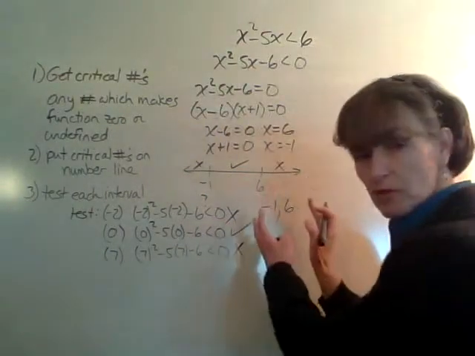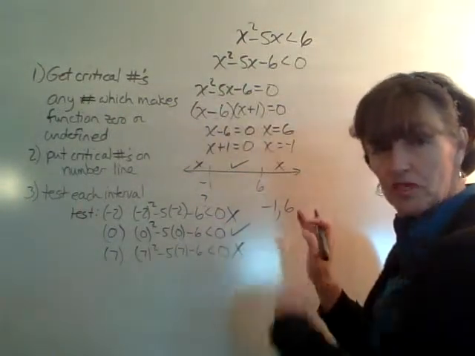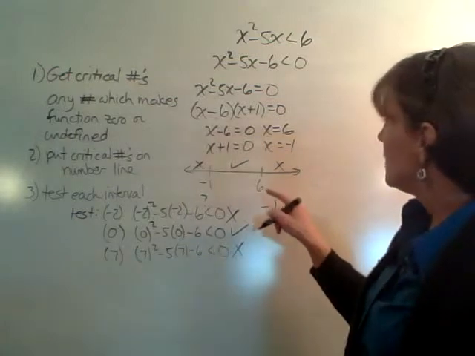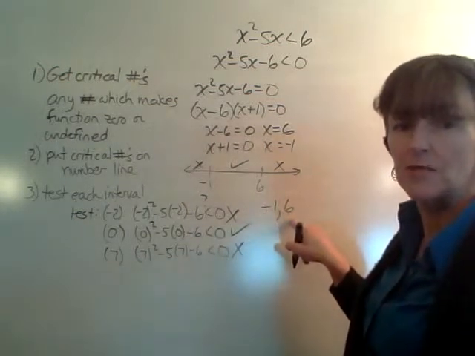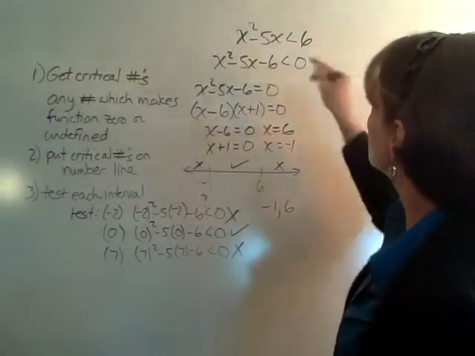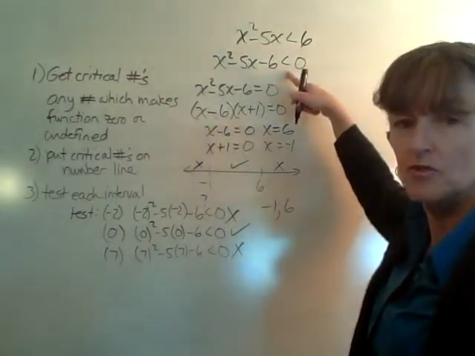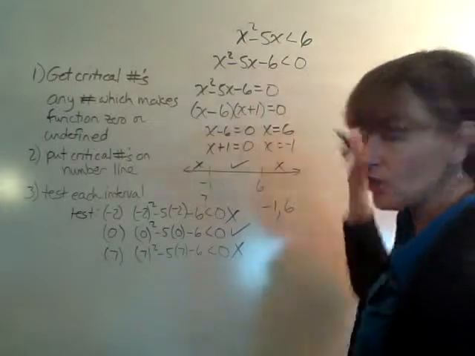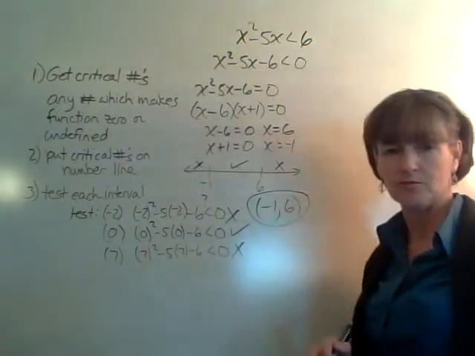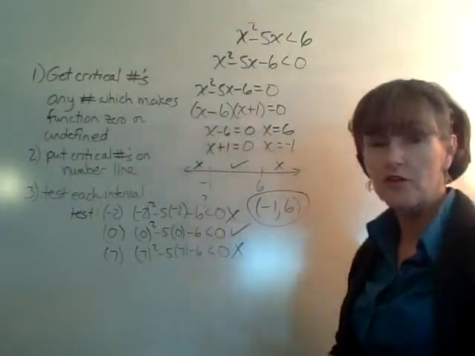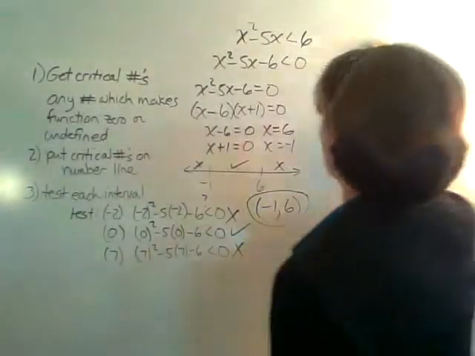Now, I'm either going to put parentheses or brackets or a combination around these two numbers. It all depends on whether or not I can include negative 1 and 6 in my answer. Since there is no equal sign associated with this less than, I can't include those numbers. So I just put parentheses, and there's my answer. Now let's do another nonlinear inequality.